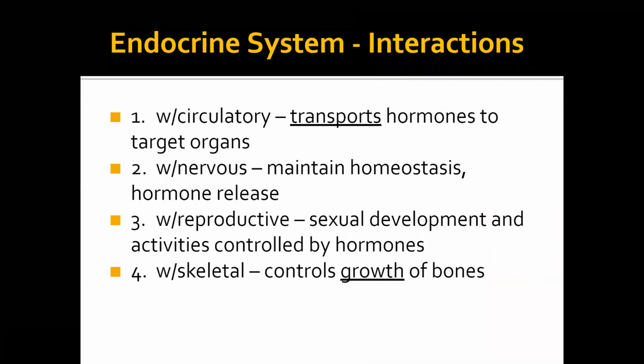Endocrine system is going to interact with your circulatory system to transport those hormones to their target organs. It's going to interact with your nervous system to maintain homeostasis and hormone release. Again, that's through the hypothalamus. It's going to interact with your reproductive system, controlling sexual development and activities controlled by hormones, and with your skeletal system, because your endocrine system actually controls the growth of your bones as well.